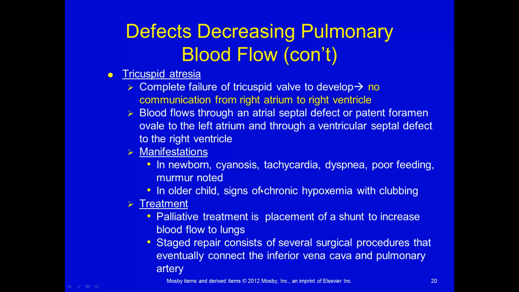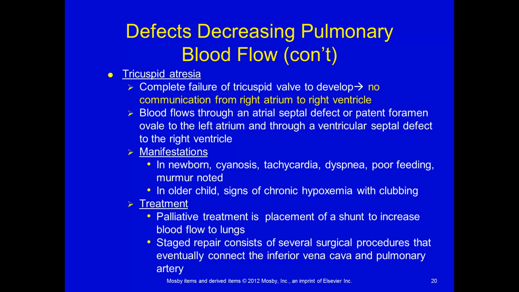So manifestations, in a newborn, you'll see cyanosis, tachycardia, shortness of breath, again, poor feeding. You'll hear the murmur. So all these manifestations should start sounding kind of familiar to you. Also with tricuspid atresia in an older child who's had this for a long time, you will start to see those signs and symptoms of chronic hypoxemia, like that clubbing that we just talked about.